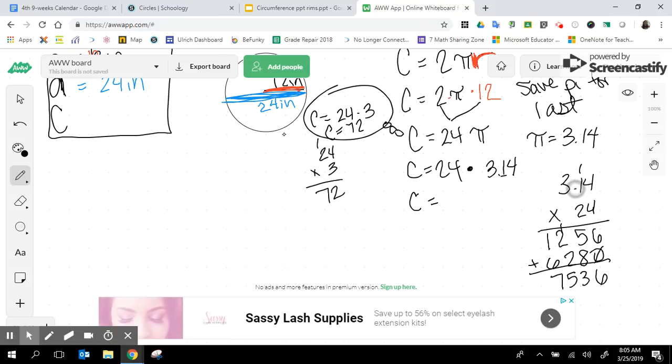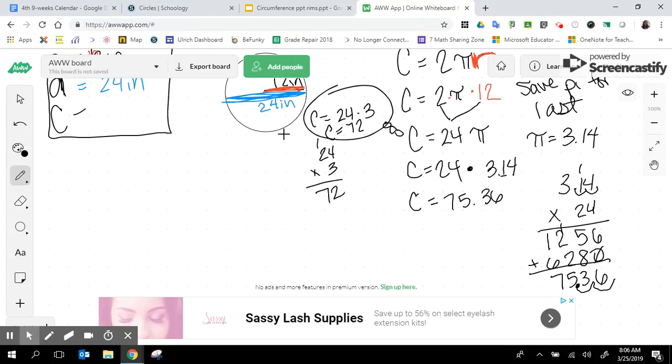Notice there's none right here. So we're just going to count the 1, 2 that was in 3.14. Start at the end and go 1. Oops. Do it right for everybody. Here we go. 1, 2. So our answer is 75.36. Notice that's really close to 72.